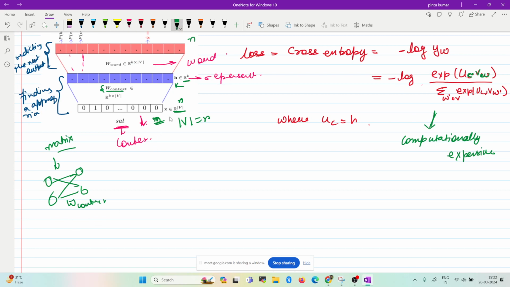So you will have this matrix to be n cross k. So this weight matrix is your n cross k. Then you can take W context to be the transpose of this matrix. Then this thing is correct. So this would be the transpose of this matrix.